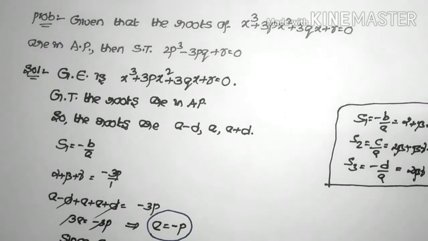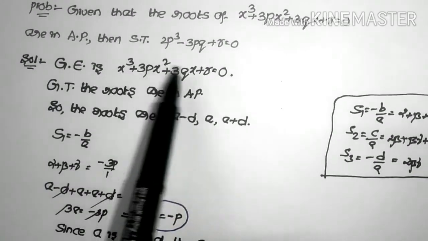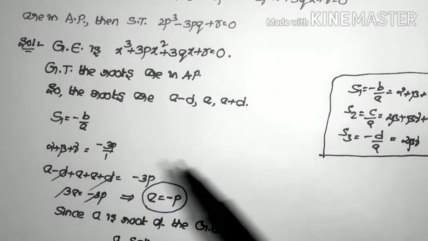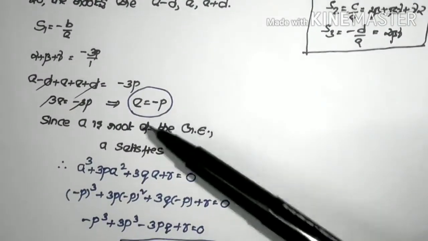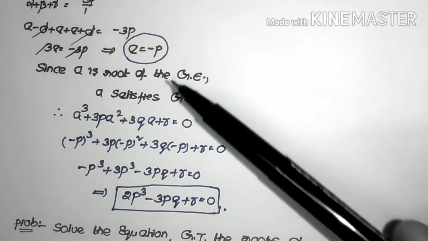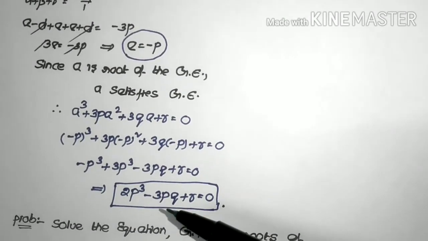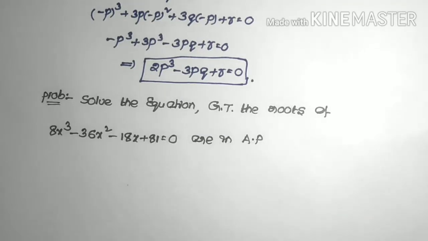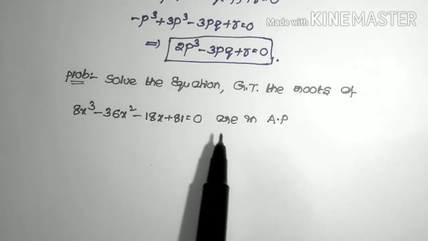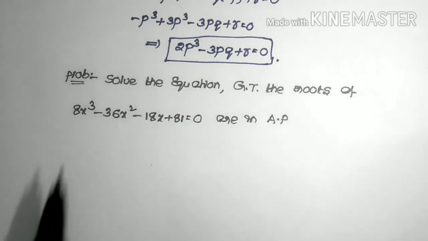In the last problem, the condition is given. Given that the roots are in AP, show that this condition holds. That means taking the AP roots values and substituting the root values in the given equation. That is the procedure. But what is this question? Solve the equation. The last question was a condition; this is the solving of an equation.